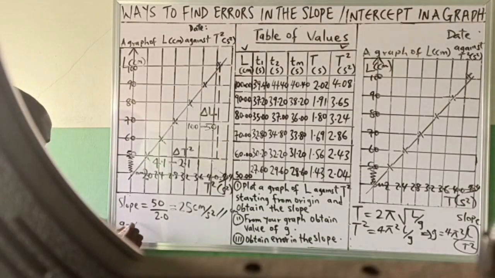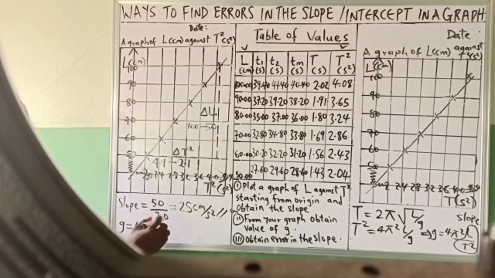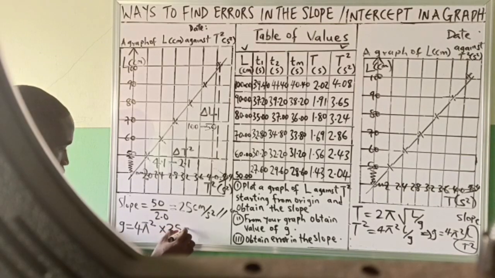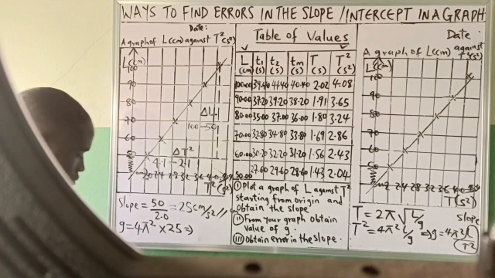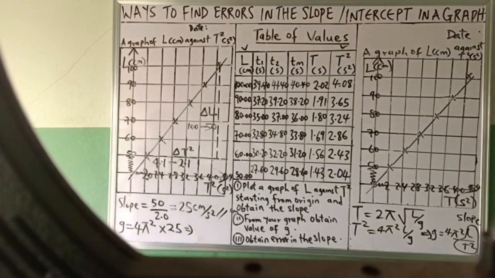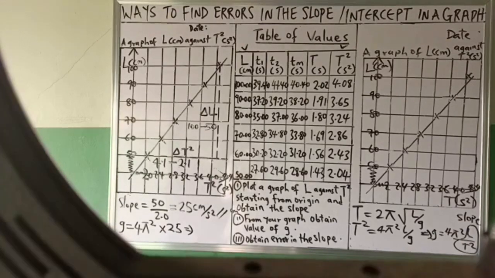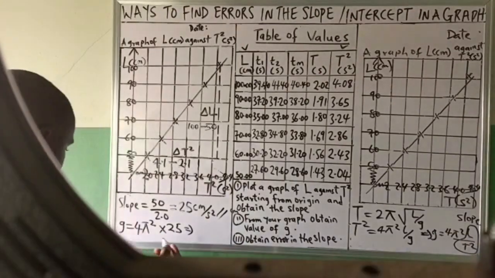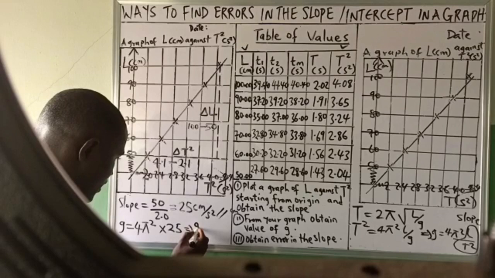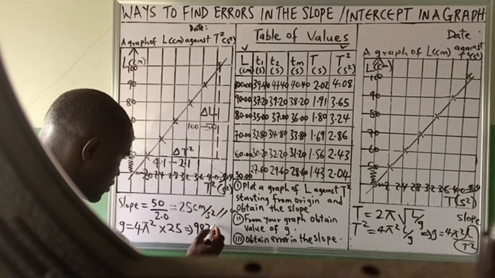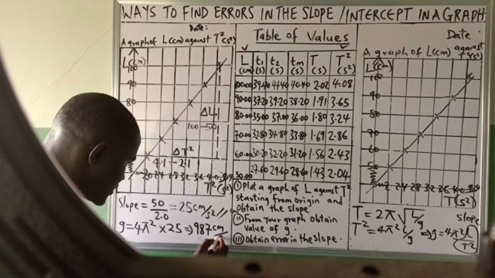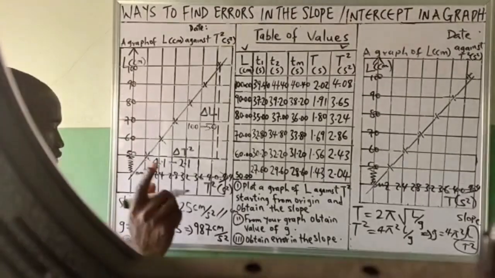G equals to 4 pi square times slope. And what is our slope? Slope is 25. So we will press it inside our calculator. This will be giving you approximately 987 centimeter per second square.